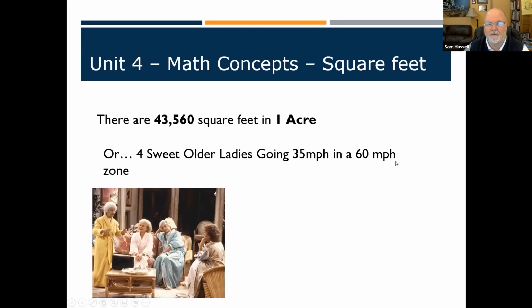Okay. First things first, we need to know this. So write it down, scribble it on your hand, whatever it takes, you need to remember this. 43,560 square feet in 1 acre. Or 4 sweet older ladies going 35 and a 60. That's how most people remember it. 43,560. Okay. So you have to remember that because you're going to be asked the question, how many acres are there? And if you don't know this, you can't do the acreage. So it's going to be key.